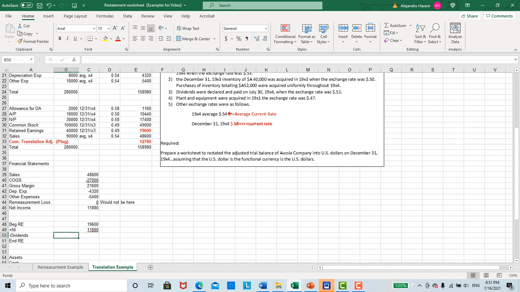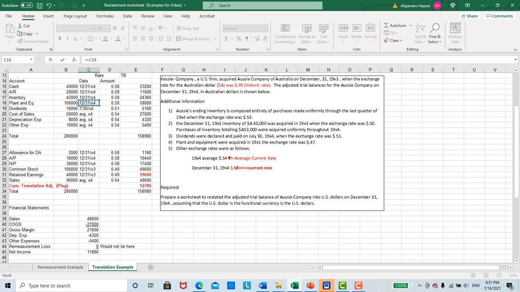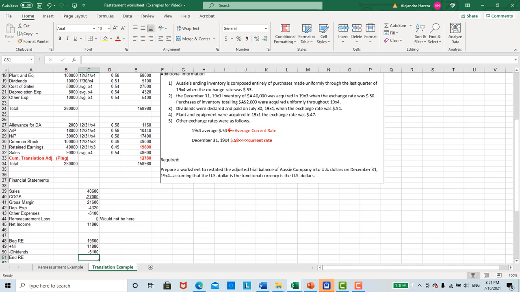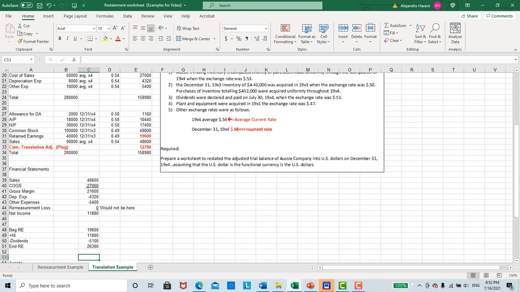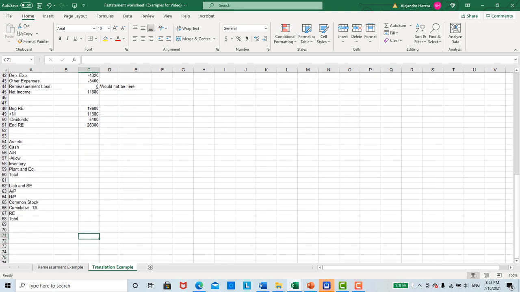We'll just take out dividends. We could do a subtotal, but I usually do a subtotal with the equation. So it's beginning retained earnings plus net income minus your dividends. Dividends are right up here, 5,100. So your ending retained earnings, beginning retained earnings plus net income minus dividends, is 26,380. And as you remember from 201, obviously 26,380 goes there.